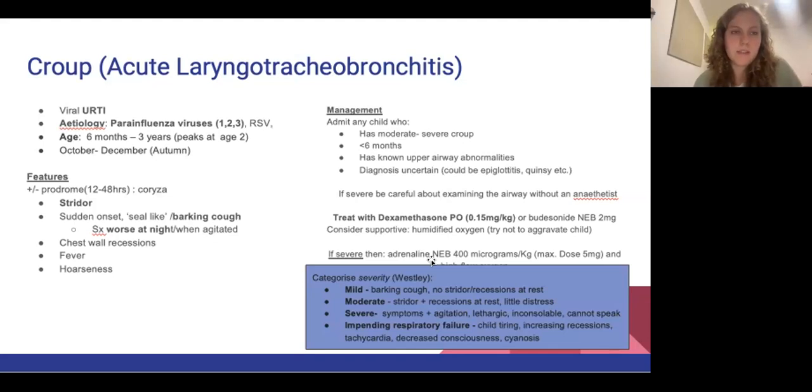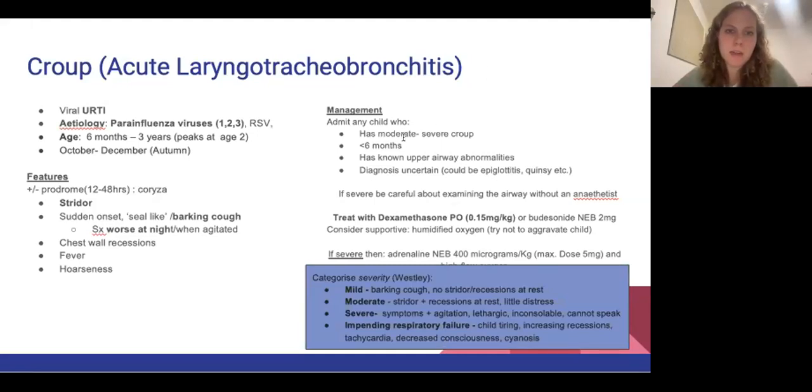They will again be admitted if they have severe features or moderate severe features, which they're categorized by severity with the Westley score. I'm not going to read them out, but here they are if you want to screenshot them. I think also if you have a general idea of what is unwell, then you don't need to learn the criteria that rigidly.